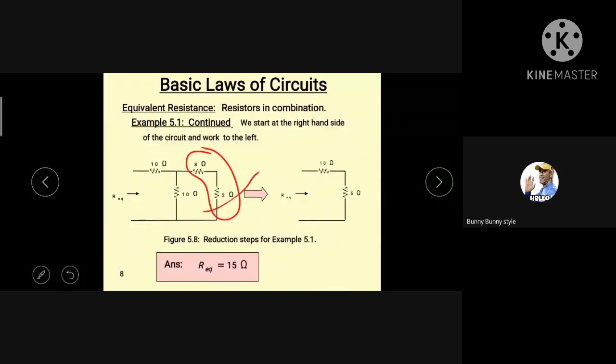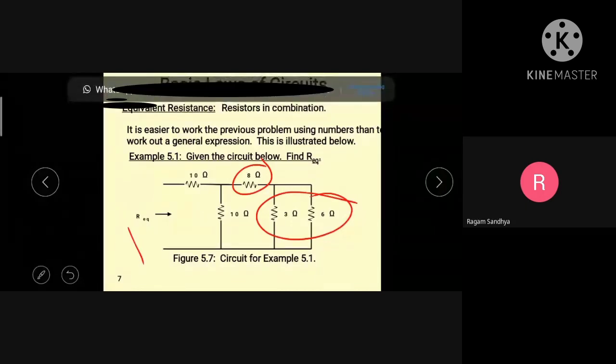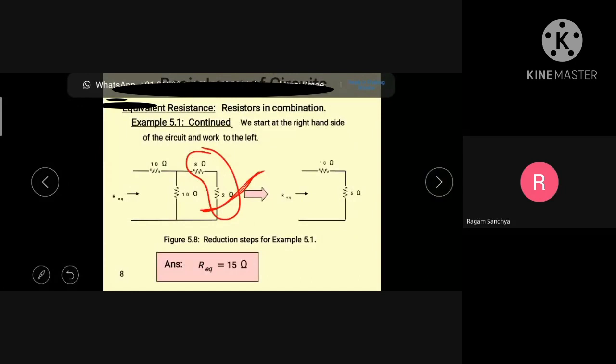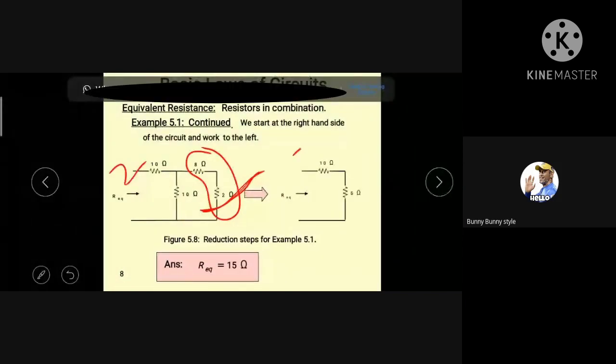Now the 2 is in series with which one? 8 ohms. These two are in series with 8. That's why I'm saying the next step. Which combination is it? Series combination. This is the second step, and this is the third step. In the series combination, we get 8 plus 2, that is 10.